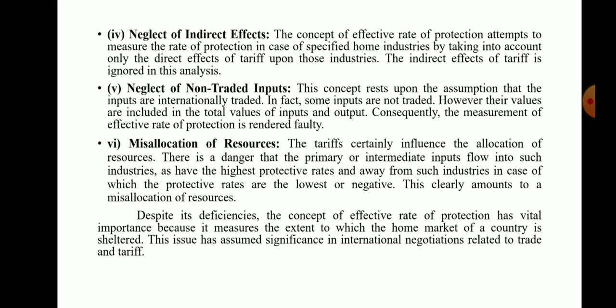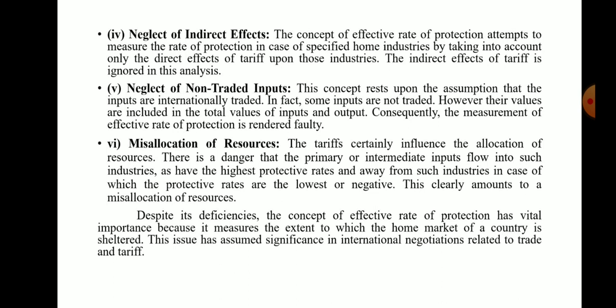It neglects indirect effects. It takes into account direct effects only, whereas this imposition of tariff, this protection, has also some indirect values, those values not taken into considerations.